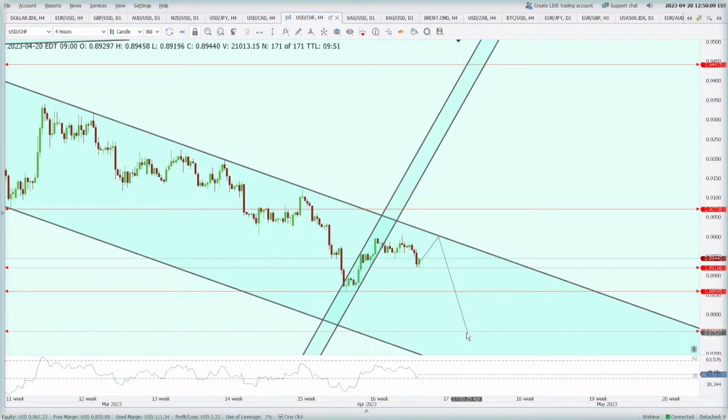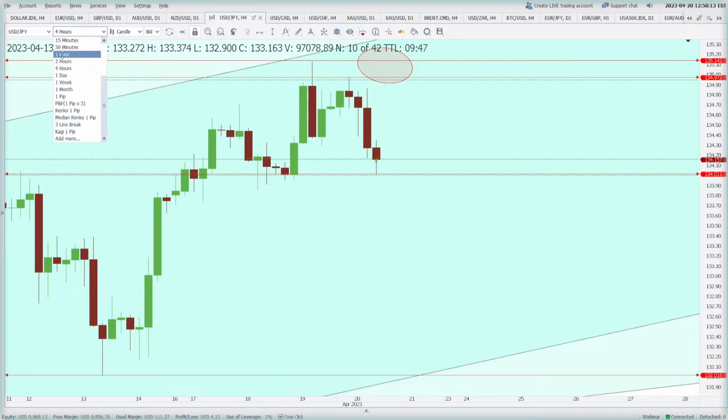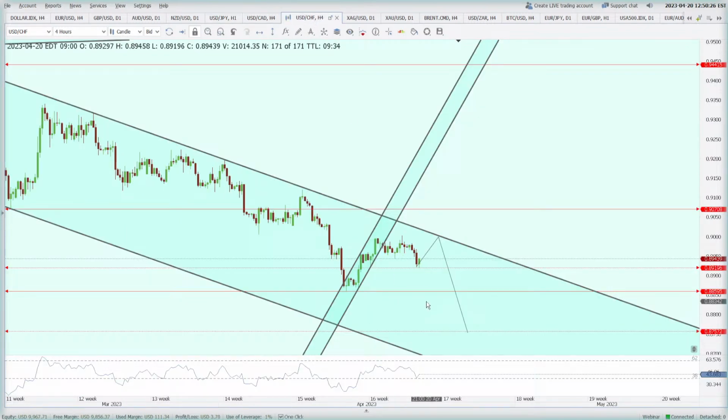Okay, our buy order has been triggered in the USD JPY. Why? Maybe on 1 hour it has again gone higher than that. You see that? I think this will continue to 134.70. That is what I'm thinking. Okay, forget about it now. We're talking about USD CHF.